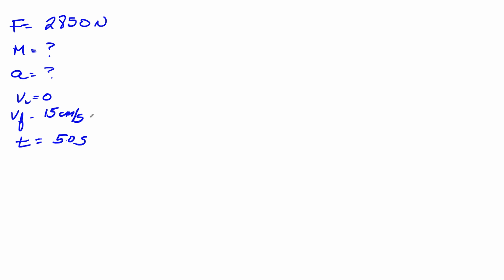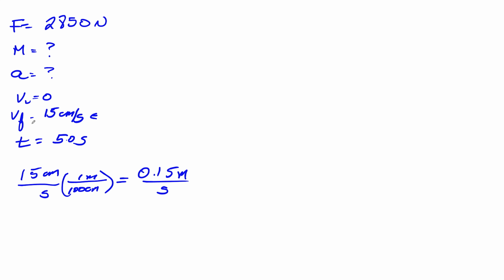Let's do a couple things. First, let's convert that to meters per second. For 15 centimeters per second, you should know how to do this already: for 100 centimeters, we have 1 meter. That gives me a value of 0.15 meters per second, and that's going to be my final velocity.